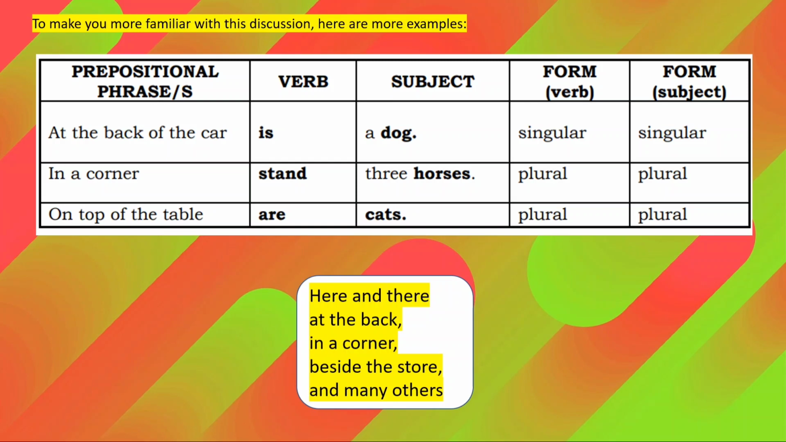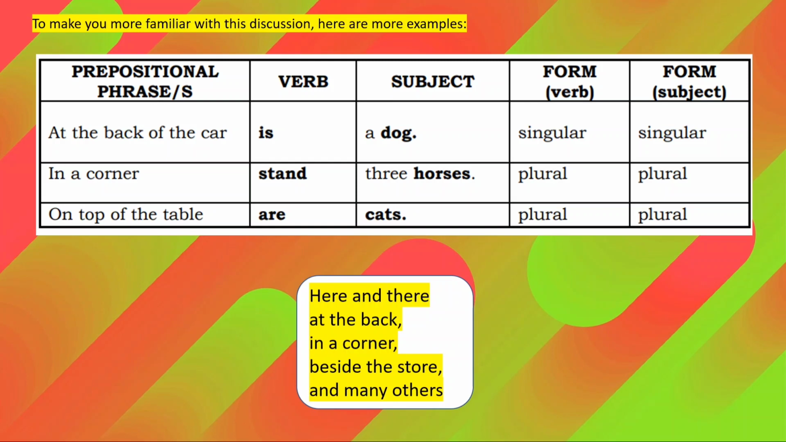Here are more examples of inverted sentences. At the back of the car is a dog. The verb form there is singular and the subject form is also singular. In a corner stand 3 horses. The verb stand is a plural form of verb and horses is in the plural form of subject. The third example, on top of the table are cats. The verb form is plural and the subject form is also plural.